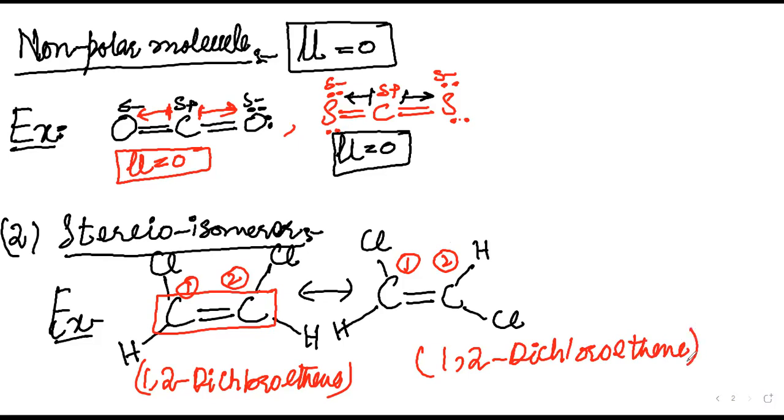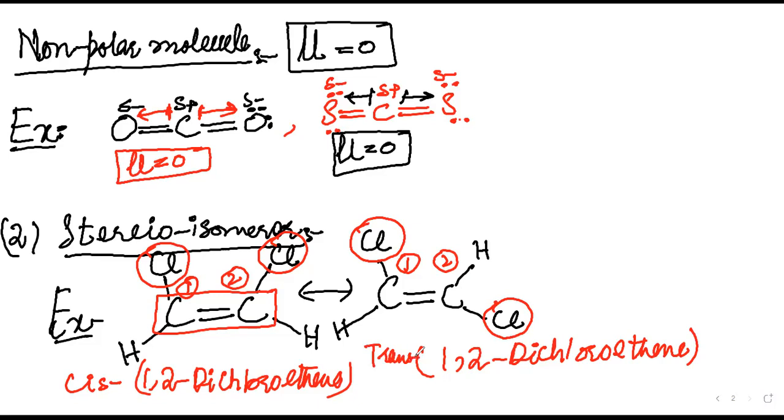Whenever the same atoms are placed on the same side, that is a cis form. Whenever the same atoms attached to the carbons of the double bond are in alternating positions, that must be written as the trans form.